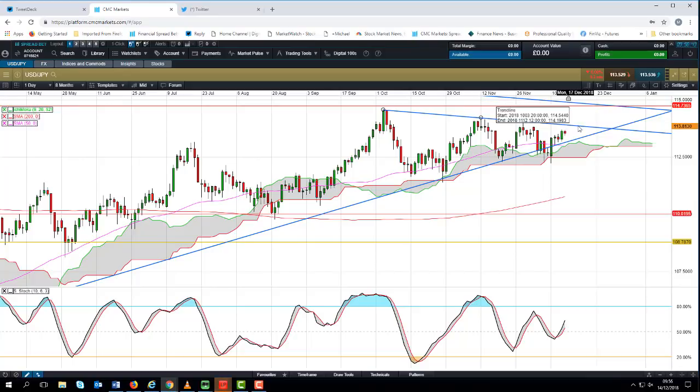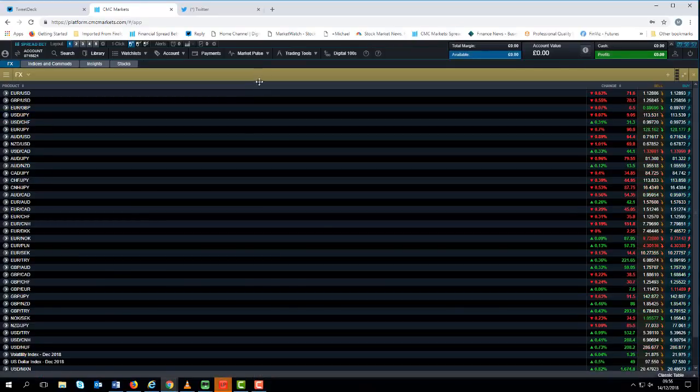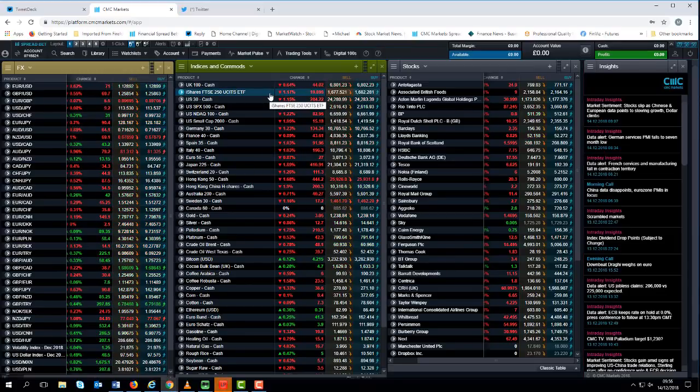So keep an eye on this resistance line here, which comes in just above 113.80, 114, and then obviously good support around 112.5. What else are we looking out for next week? We've got UK inflation. UK economic data continues to look fairly positive. Wage growth increased to 3.3% in the three months to October. So that's fairly positive.